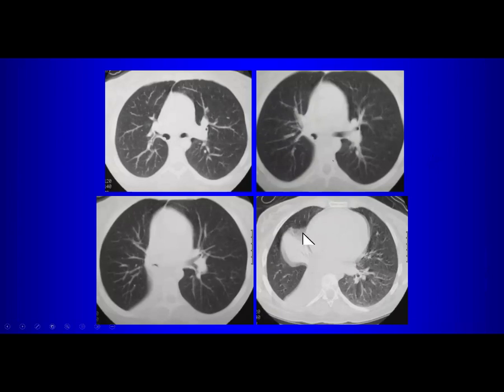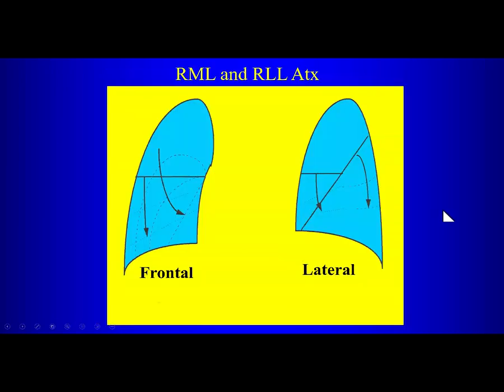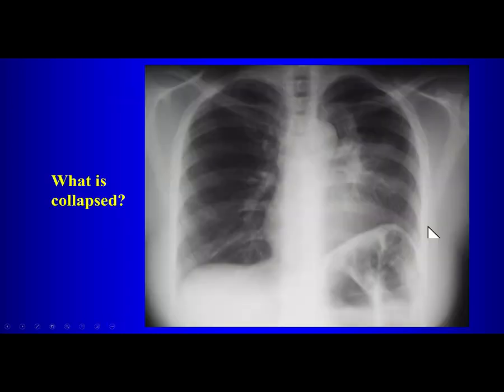bronchus intermedius. This is the collapsed right middle lobe, this is the collapsed right lower lobe, okay? And the rest of this represents compensatory hyperinflation of the right upper lobe. Okay? So the right middle lobe and right lower lobe will collapse down onto the diaphragm on the chest radiograph. You will lose the right heart border and the right diaphragm. In this case, what do we have?